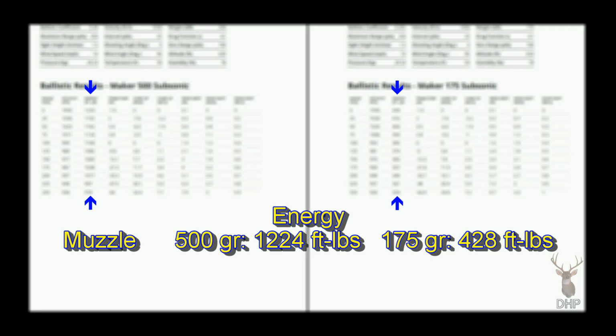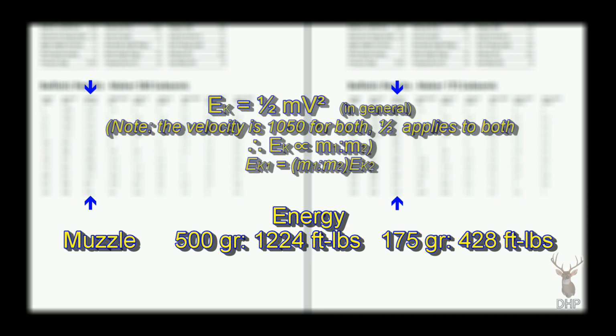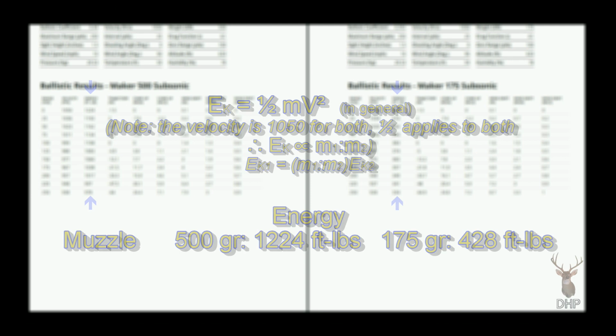Now let's look at the general formula for this, and we see that the kinetic energy is equal to 1/2 the mass times the velocity squared. Because we're doing subsonics, we've set the velocities equal in this case. They're exactly 1050 at the muzzle for both. Therefore, the kinetic energy is proportional to the ratio of the masses.